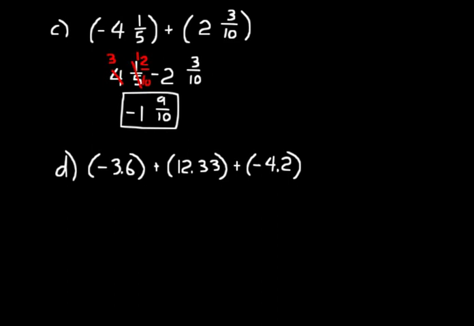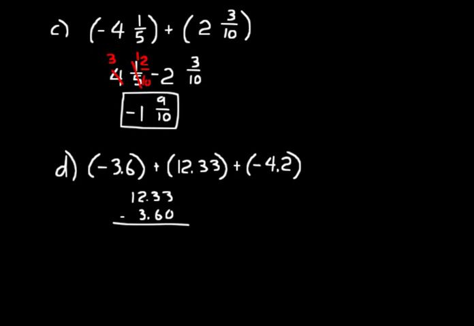Why don't you pause the CD and see if you can figure out practice problem D. What we want to do here is add in pairs, just like we've been doing. So let's add that -3.6 and 12.33 together. We're adding numbers with different signs, so that basically means we need to do subtraction. And so let's just do that. 12.33 minus 3.6, and we'll put a 0 in there to have something in the hundredths place.